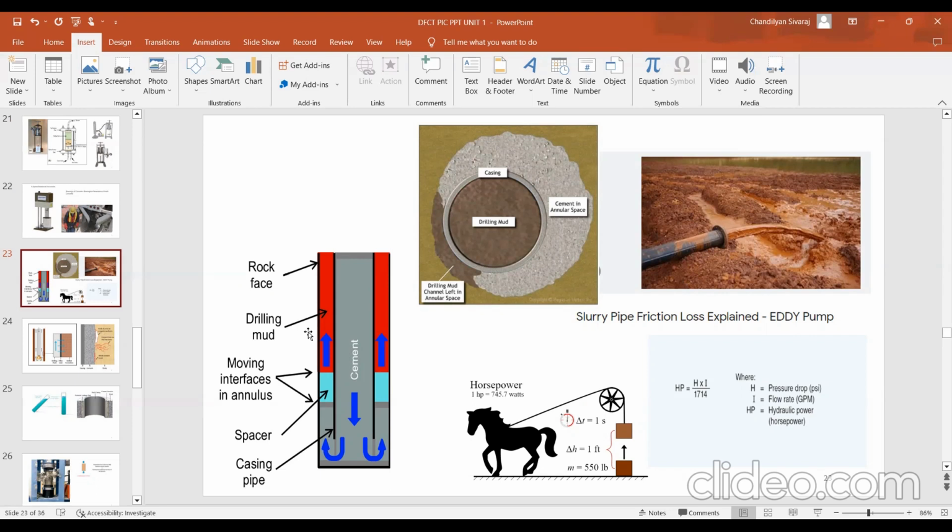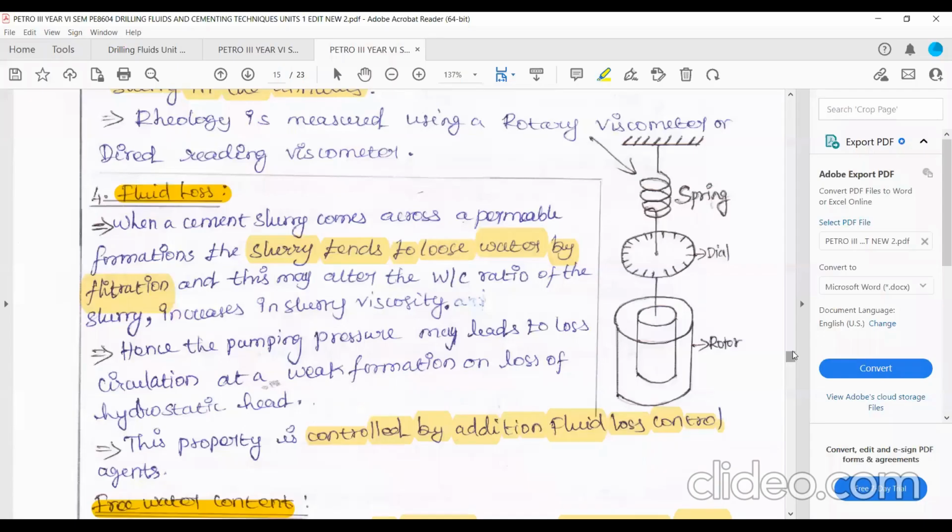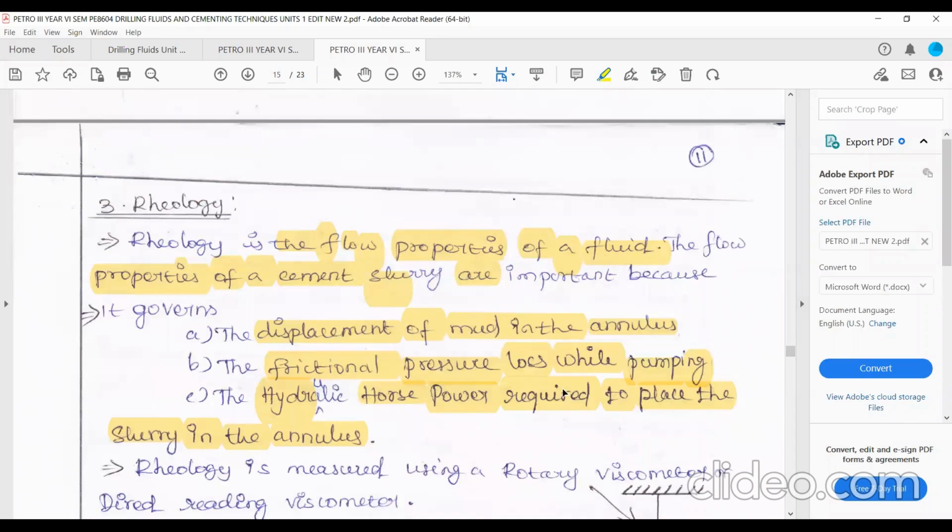There is one term here in the handout which is called hydraulic horsepower, HP. You have here hydraulic horsepower. The HP formula is H times Q divided by 1714. H stands for pressure drop, Q stands for flow rate in gallons per minute, and hydraulic horsepower is HP. This is the equation. People may want to know what is hydraulic horsepower. As we covered in the rheology, hydraulic horsepower.